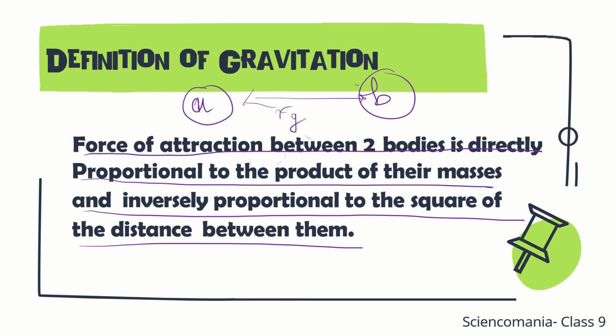It is directly proportional to the product of their masses. If A's mass is m1 and B's mass is m2, it is directly proportional to m1 multiplied by m2 and inversely proportional to the square of the distance between them. Suppose the distance between them is d. So it will be inversely proportional to d square.